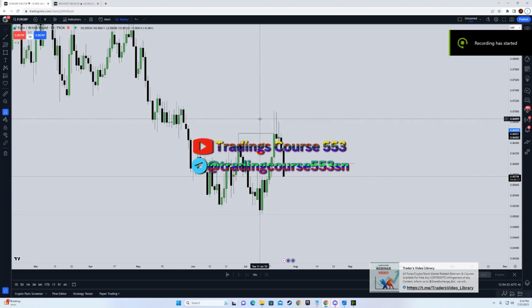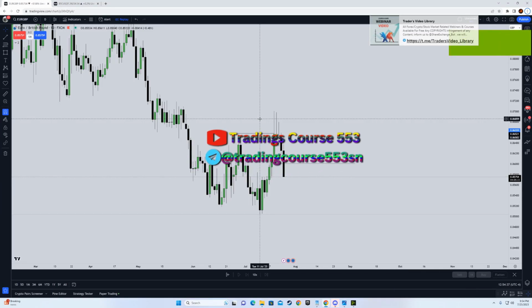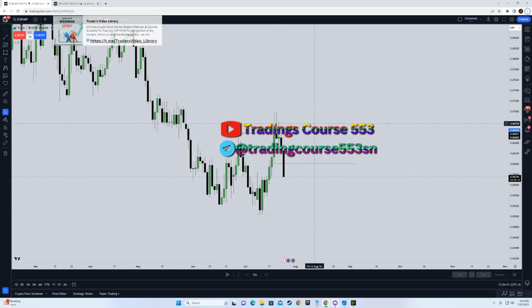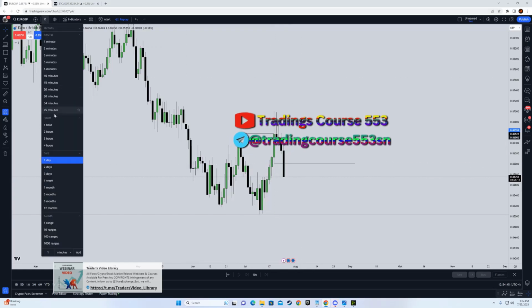Alright guys, so here is example number 1 of the market maker second distribution entry model. So right here, what do we have? We have taken out the external liquidity, right? This fair value gap is going to be our drawn liquidity. So let's see what happened here.